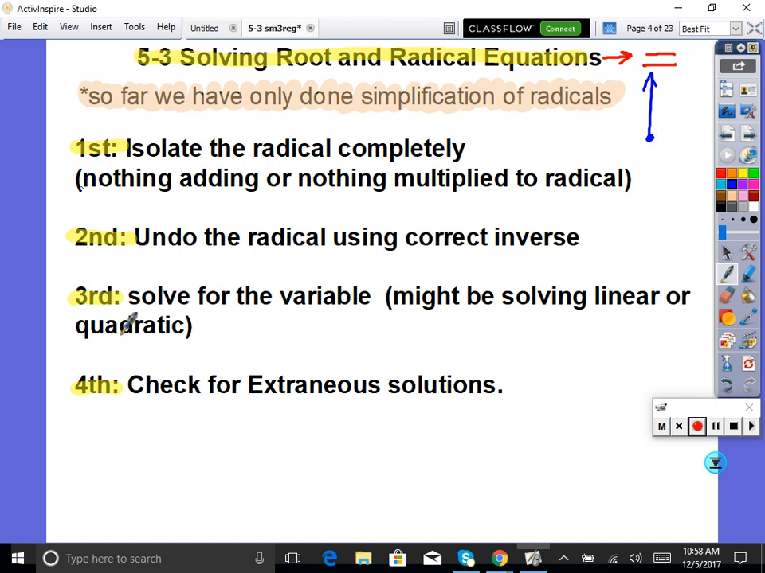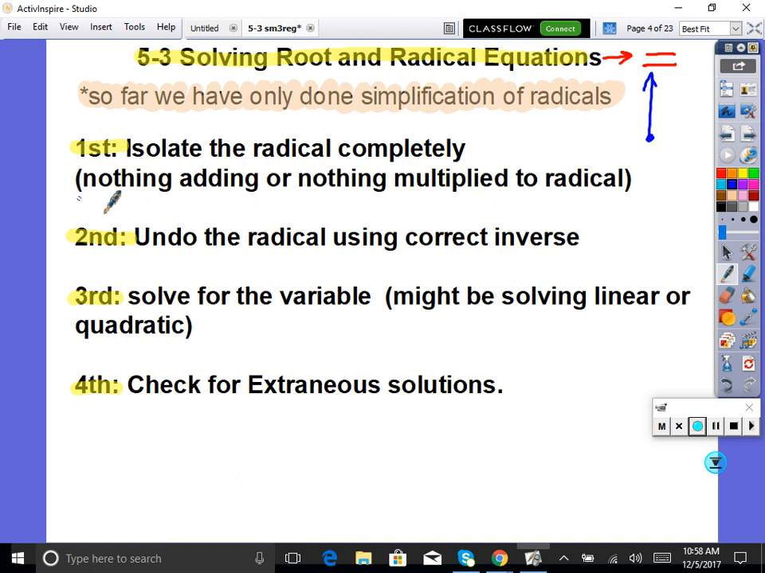Here are the step-by-step instructions. Take a picture or write them down very quickly. This is the whole lesson, then we just practice right here. So first, the first thing we do when solving a radical equation is get the radical all by itself. That's what I mean by isolate the radical. So nothing should be multiplied or divided to your radical, and nothing should be added or subtracted to your radical. Once the radical is all by itself, everybody, then we can undo the radical, but only if the radical is all by itself.